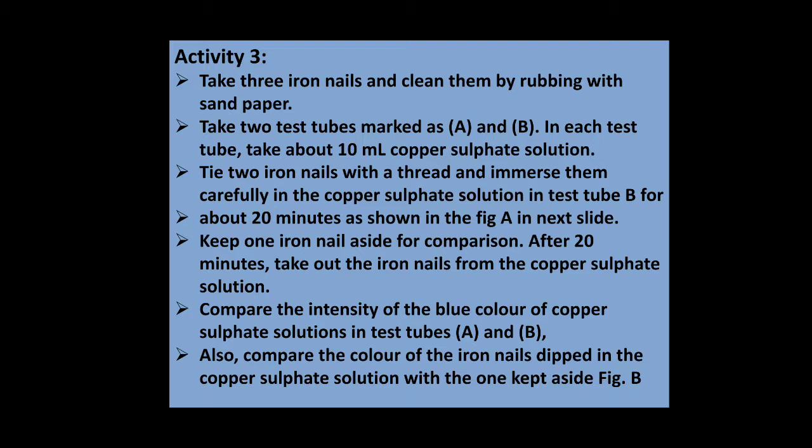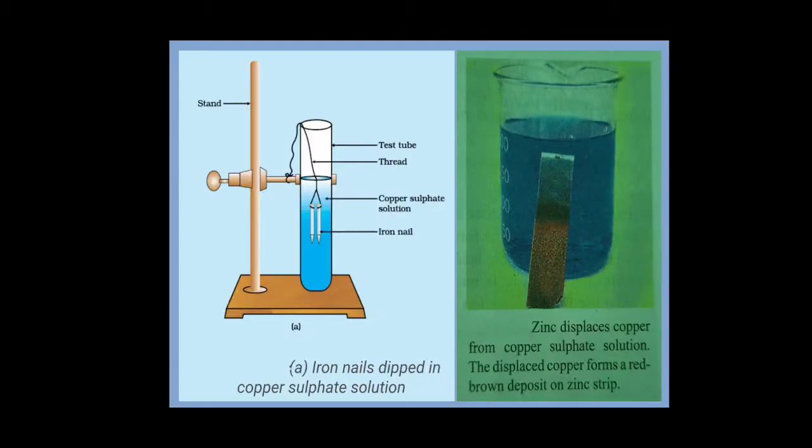After 20 minutes, take out the iron nails from the copper sulfate solution. Compare the intensity of blue color of the copper sulfate solution in test tubes A and B. Also, compare the color of the iron nails dipped in the copper sulfate solution with the one kept aside in figure B. So here is the practice: iron nails dipped in a copper sulfate solution. CuSO4 is the formula of copper sulfate, which is blue in color, and after putting it into water, it makes a blue solution. When you put iron nails in, the iron nail surfaces are displaced by the copper present in the copper sulfate solution.